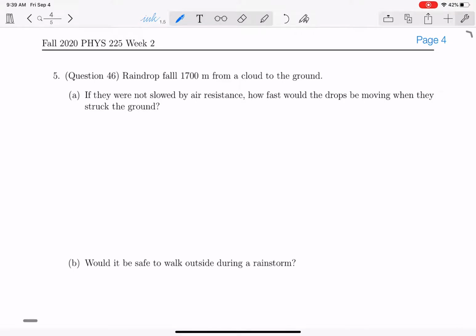All right, raindrops fall 1700 meters from a cloud to the ground. If they were not slowed down by air resistance, how fast would the drops be moving when they struck the ground? Let's see. In this case, we consider down to be positive. So v initial is 0 meters per second, acceleration 9.8 meters per second squared. Since we are talking about the y direction, I'm going to write everything in terms of y.